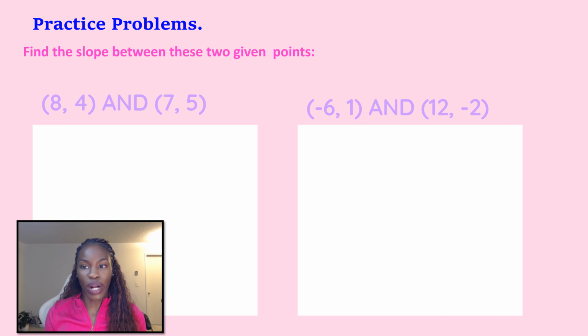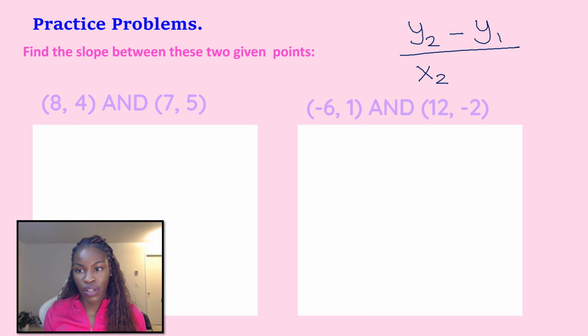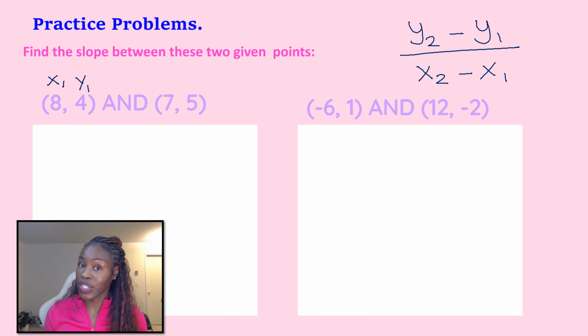So let's first write the formula down. Okay, so we have y2 minus y1, and then you have x2 minus x1. I like to label my numbers first. So this right here is our first point, so this is going to be x1, y1, okay? And then this is our second point. So I'm going to label this x2, and this is y2, okay?